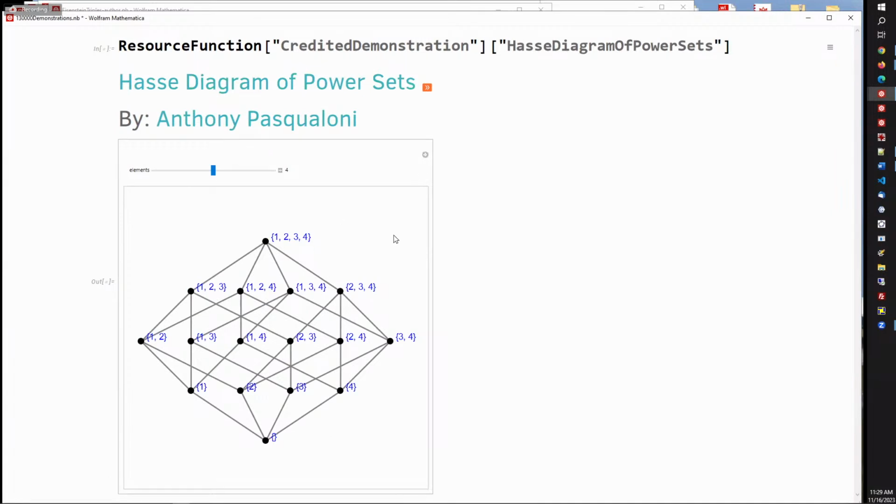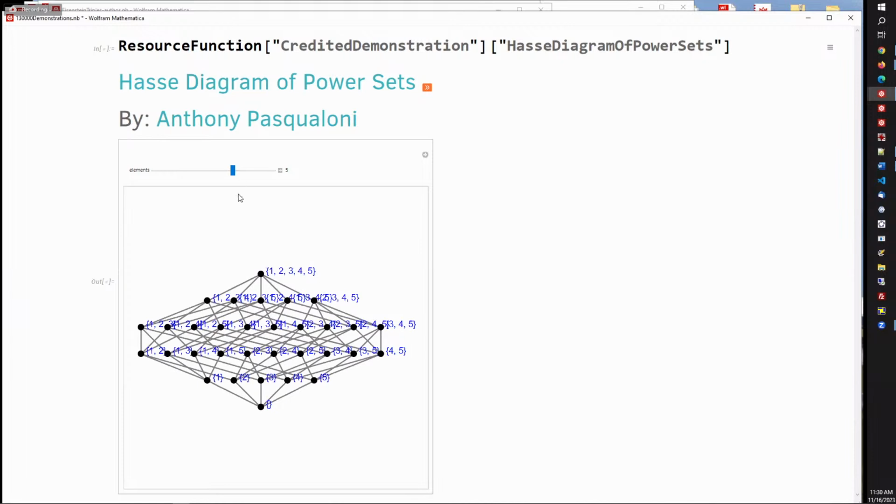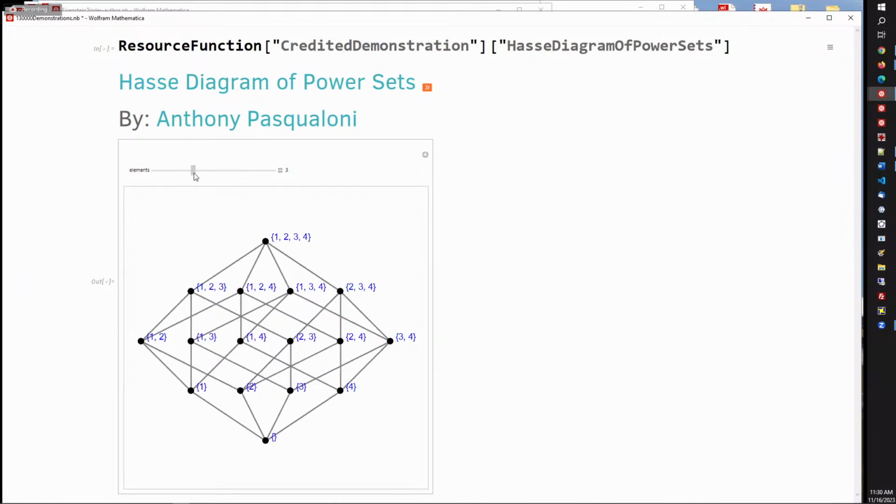Hasse diagrams of power sets. If you take subsets of an item, for example, there's 4 order 3 subsets of 1, 2, 3, 4, you get these Hasse diagrams. And so we could build, I believe, plesiohedra out of these as well.